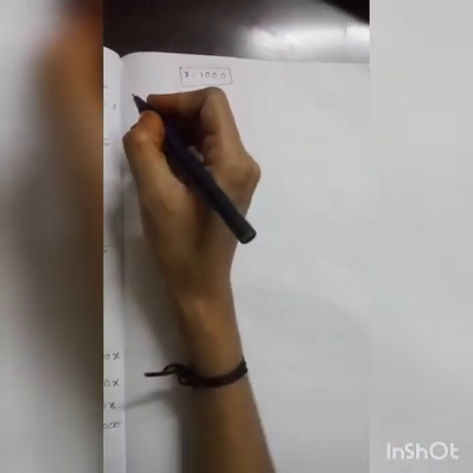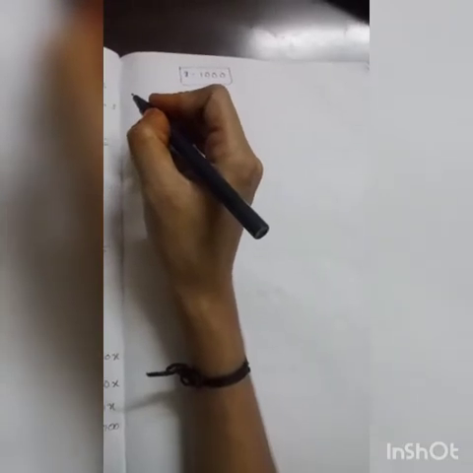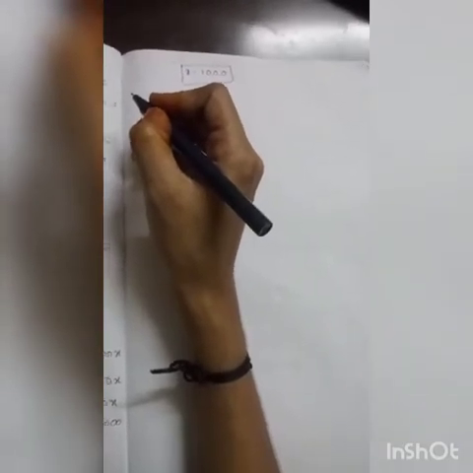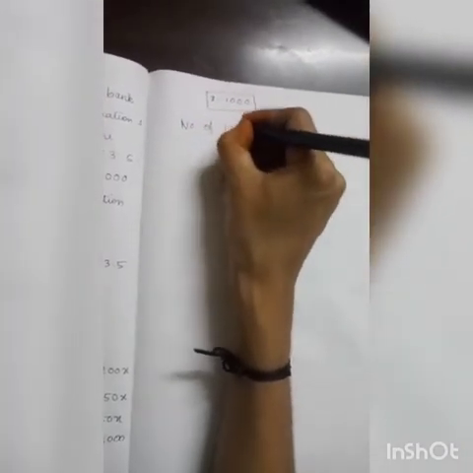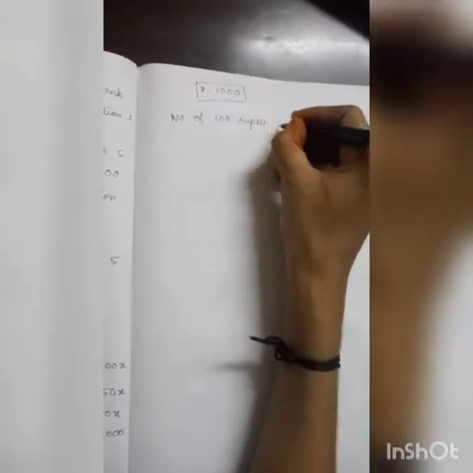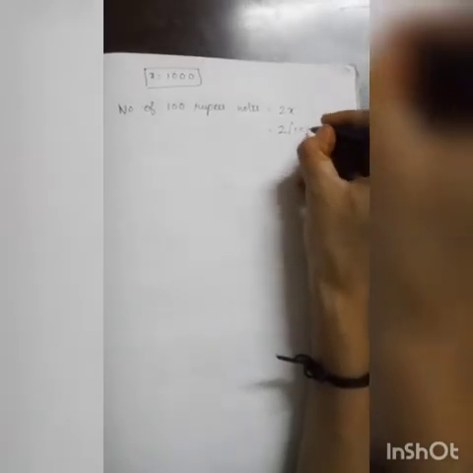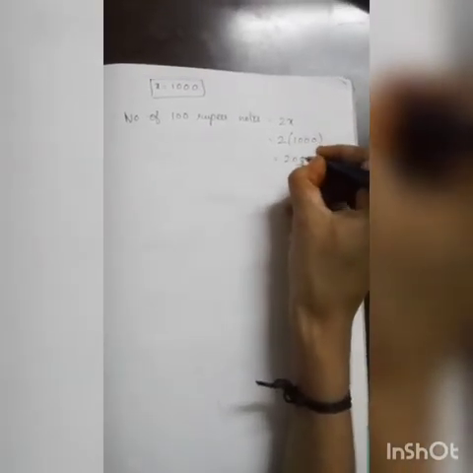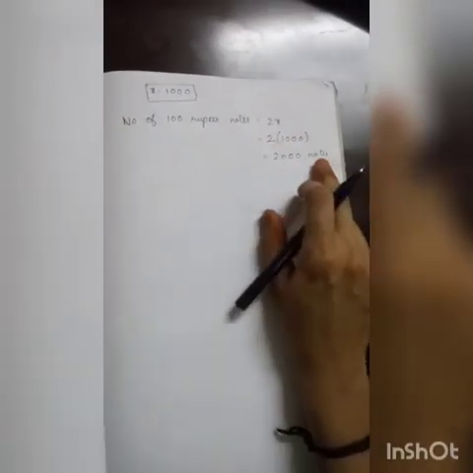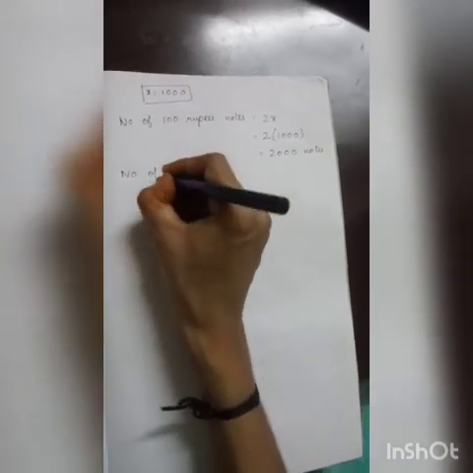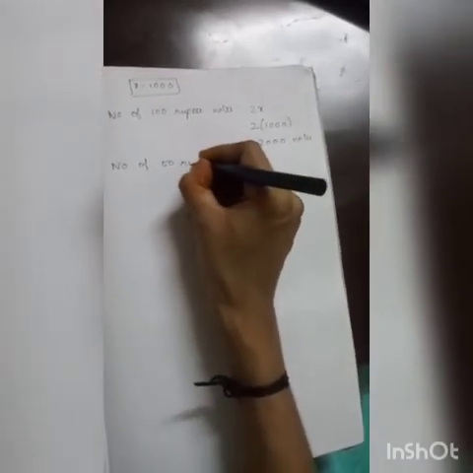Now actually what is the question? We are going to find the number of notes for each denomination. Okay. So how many 100 rupees notes she has? Number of 100 rupees notes is how much she is having? 2x. 2x is equal to, what is the x value actually? 1000. So 2 into 1000, 2000 notes. Okay, totally how many 100 rupees notes they have? 2000 notes they have.